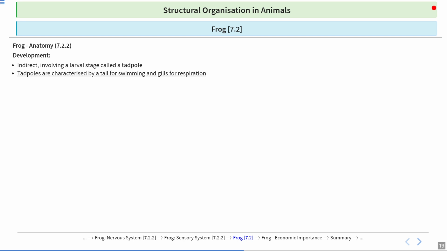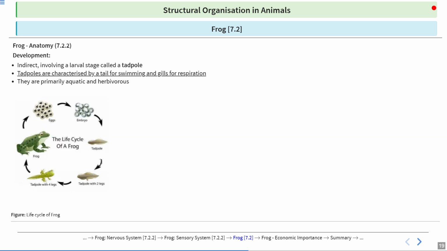So you see the tadpole is very, very different from the adult frog. They are primarily aquatic and herbivorous. The tadpole is herbivorous and aquatic. But slowly, as they transform into the adult frog, the frog becomes carnivorous. It eats insects.